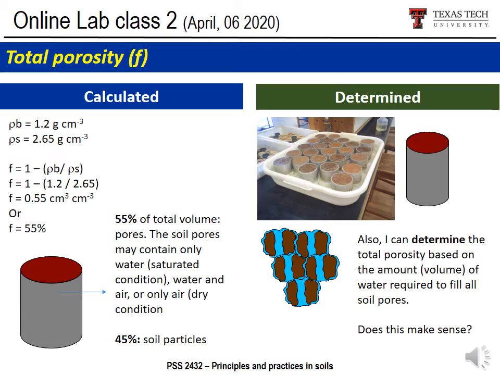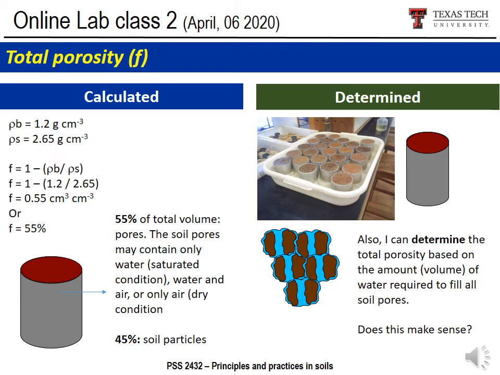Okay, let's go. The total porosity is equal to 1 minus the soil bulk density divided by soil particle density. 1 minus 1.2 divided by 2.65. Okay, as a result, I have 0.55 cubic centimeter by cubic centimeter, or in other words, 55%.